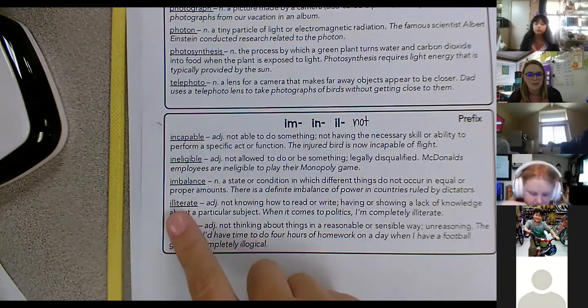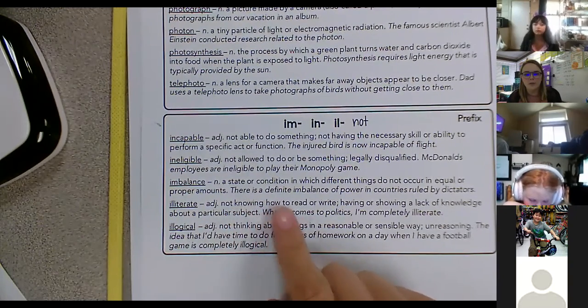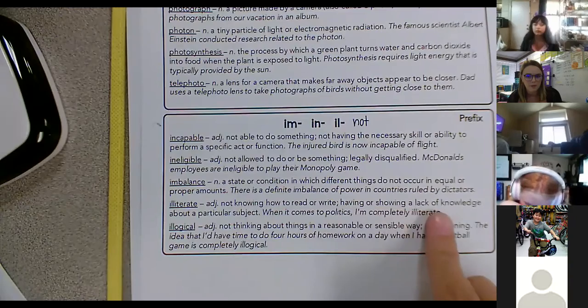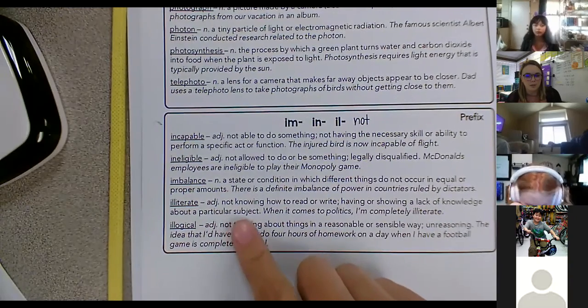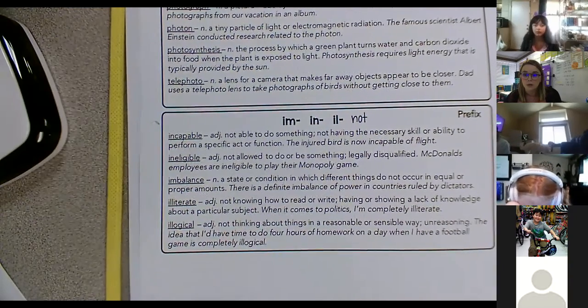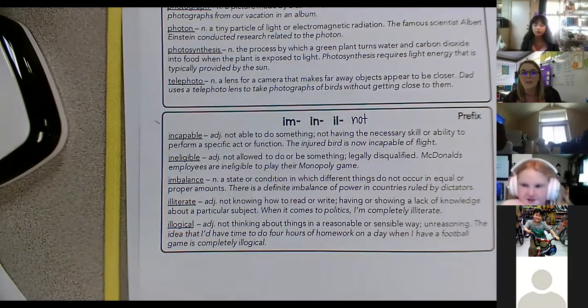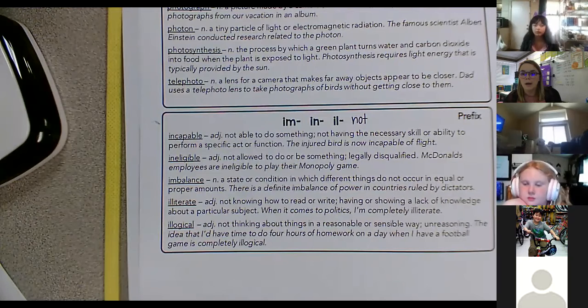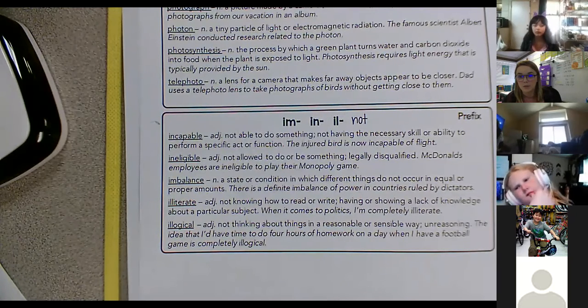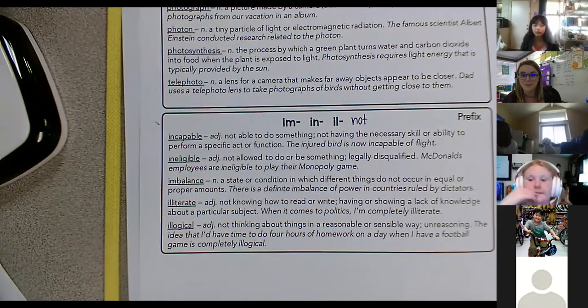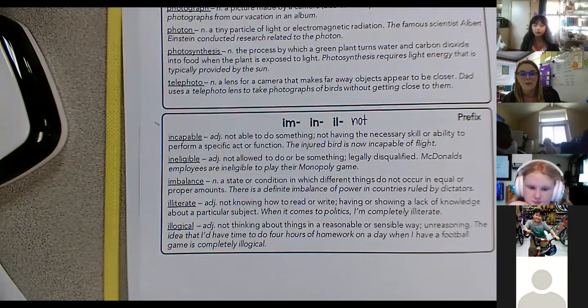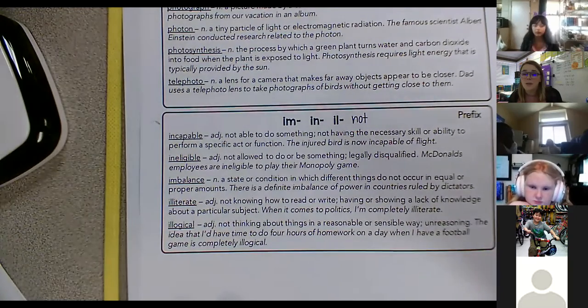Next is illiterate. Illiterate means not knowing how to read or write, or having or showing a lack of knowledge about a particular subject. So if you didn't know how to read, you might be called illiterate. But also, not even just with reading, if you don't know a lot about astrophysics. I don't think any of us know a lot about astrophysics. We're all illiterate in astrophysics because we don't know anything about it. So that just means that you don't have the knowledge base. You don't have the background knowledge for it.